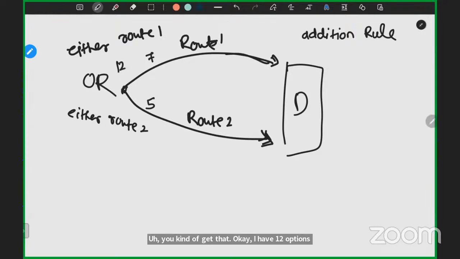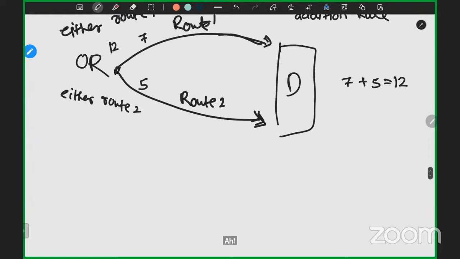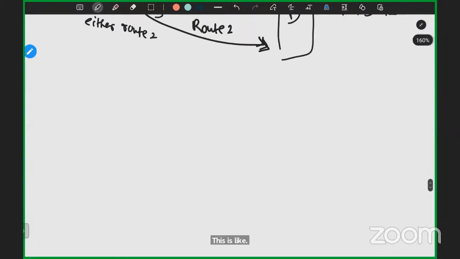If you see, you have 12 options in the beginning, so this is 7 plus 5, 12. You can go this way. This is the addition rule.